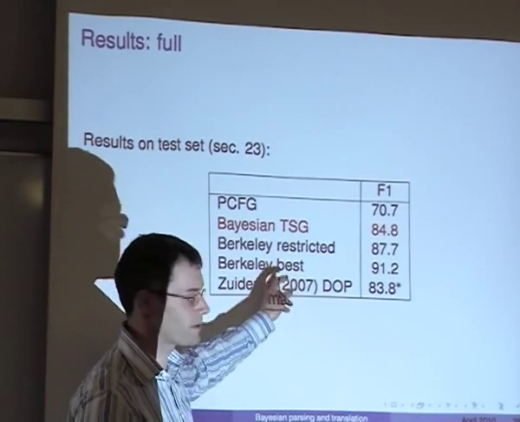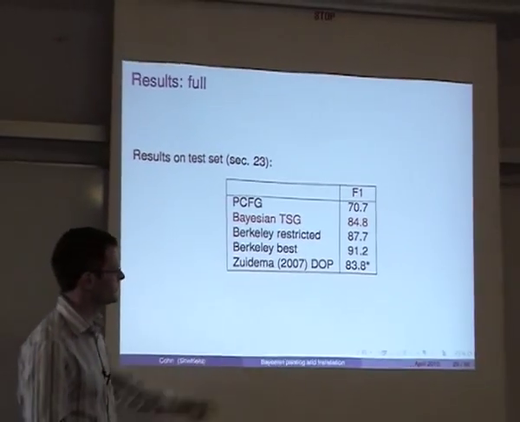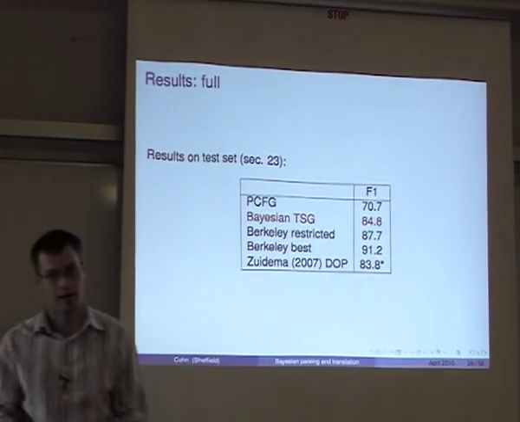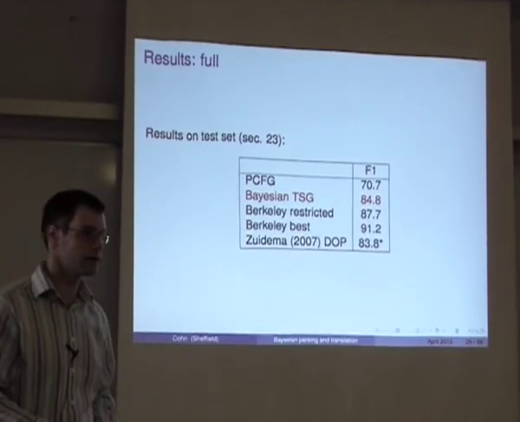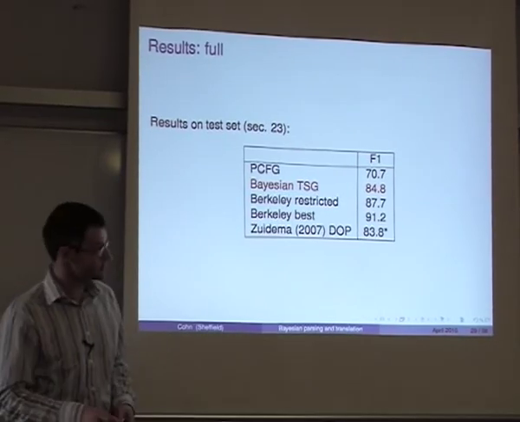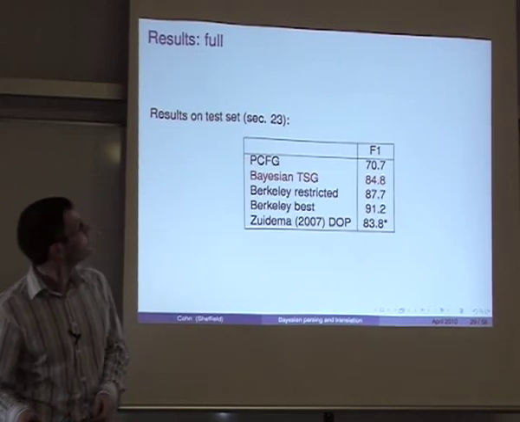If you run Berkeley with its best setting, you get 91.2, so there's quite a big gain there. The closest comparable DOP result is 83.8, so we've beaten that. It was a slightly different testing scenario, so it's not a strictly fair comparison there. But I think it's a fairly indicative value of where you get with just the standard DOP techniques.